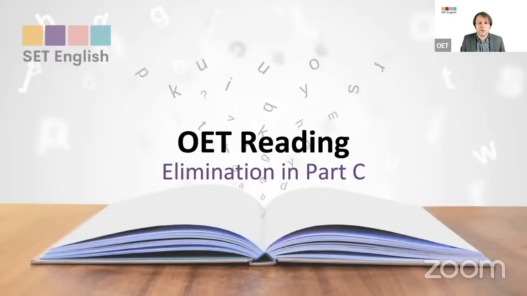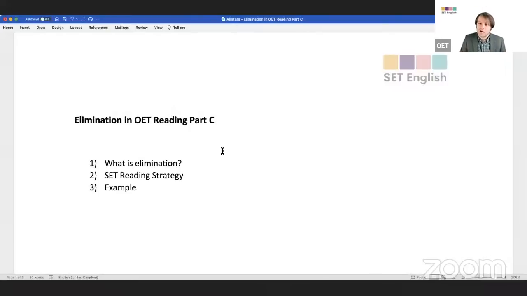All right. In this class, we're going to be talking about OET reading. And the topic today is elimination in part C. Now, let's go into a little bit more detail. This is the structure of today's class. We'll start by talking about what elimination is. I'm sure many of you know already, but I'll try to give you my insights and tips. We'll then look at the SET reading strategy and show how elimination fits into that strategy. And then we're going to do an example question today. You're going to do a reading part C question. So that's the plan for the class.